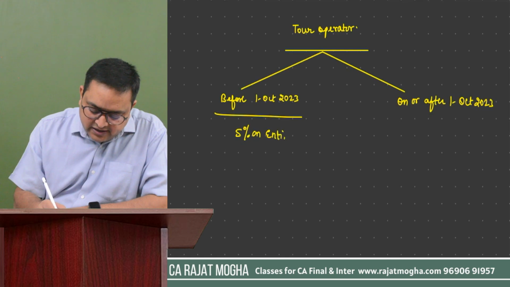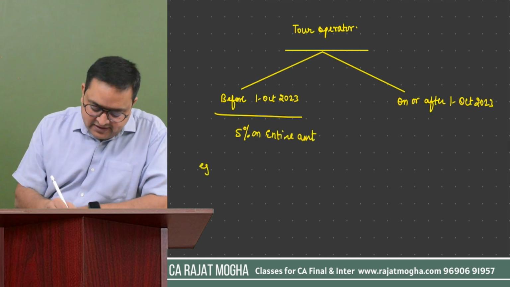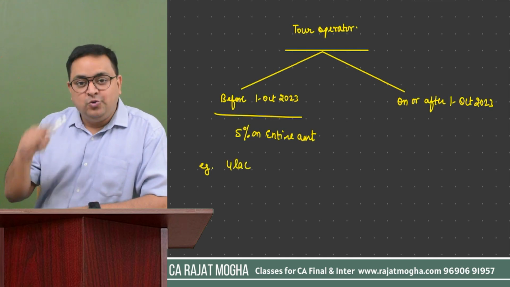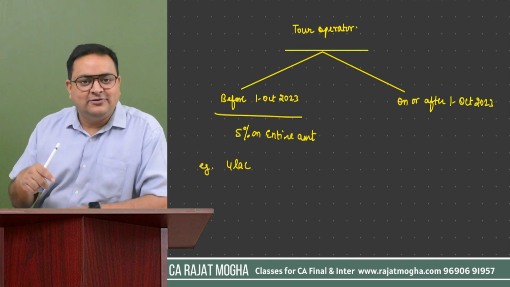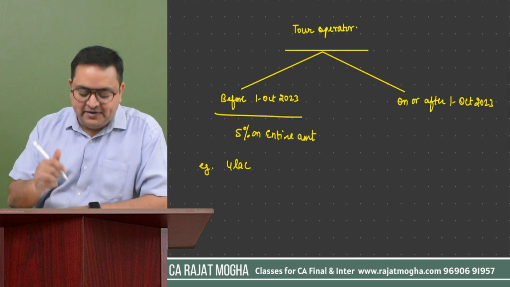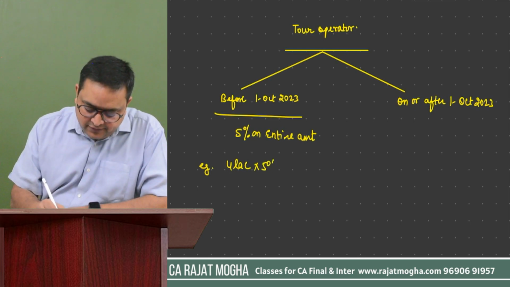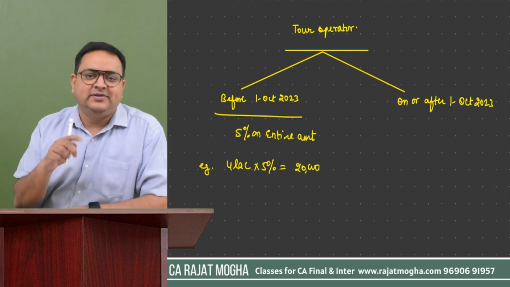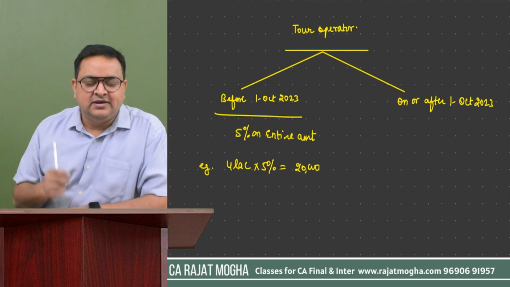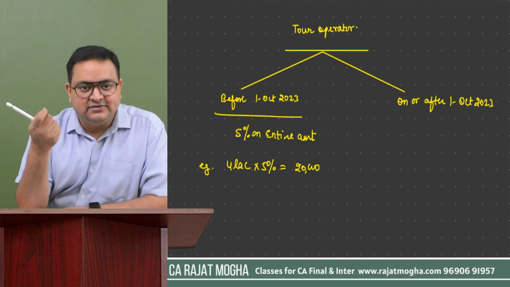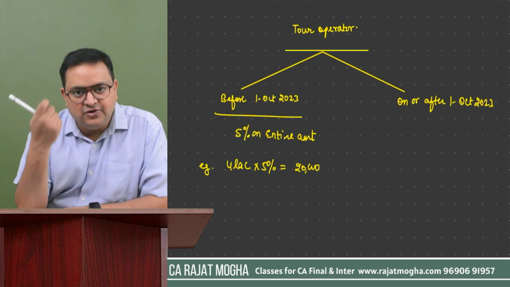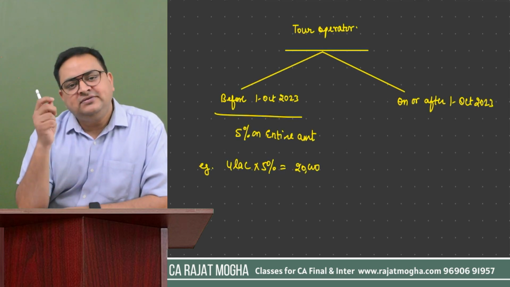On the entire amount. It means, for example, if you have purchased a tour package of 4 lakh, then the tour operator will collect 4 lakh rupees from you plus an extra amount. How much? 4 lakh into 5%. How much would it be? 20,000 rupees. So you have to pay 20,000 rupees extra. That is 4 lakh 20,000 rupees. So this 20,000 rupees is the extra payment which you have to make, and this 20,000 rupees is the TCS.